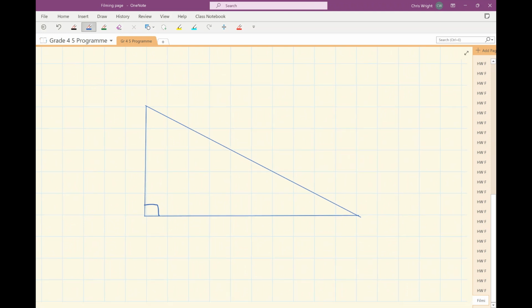The first thing to understand is that the longest side of the right-angled triangle, have a look and see if you know which one that is, it's always the side that's opposite the right angle, and we call it the hypotenuse. Right, so that is the longest side.